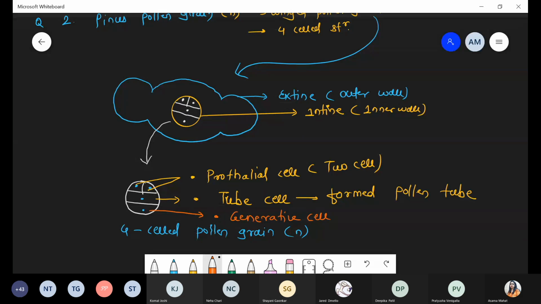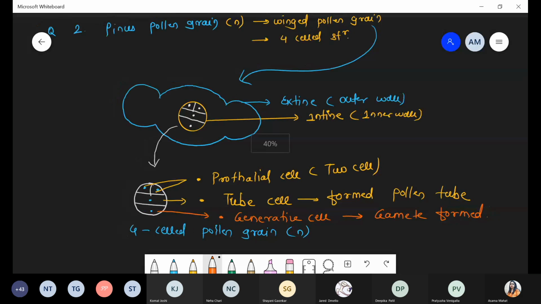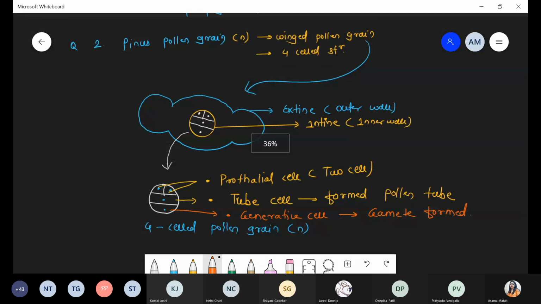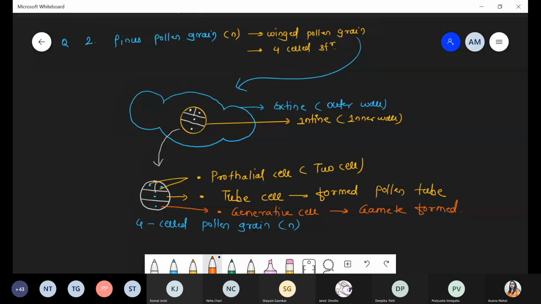Generative cell, they can form a gamete. What do they form? They form a gamete. A simple, straightforward question: Pinus pollen grains have wings, so they are called winged pollen grains because they form a wing-shaped structure.